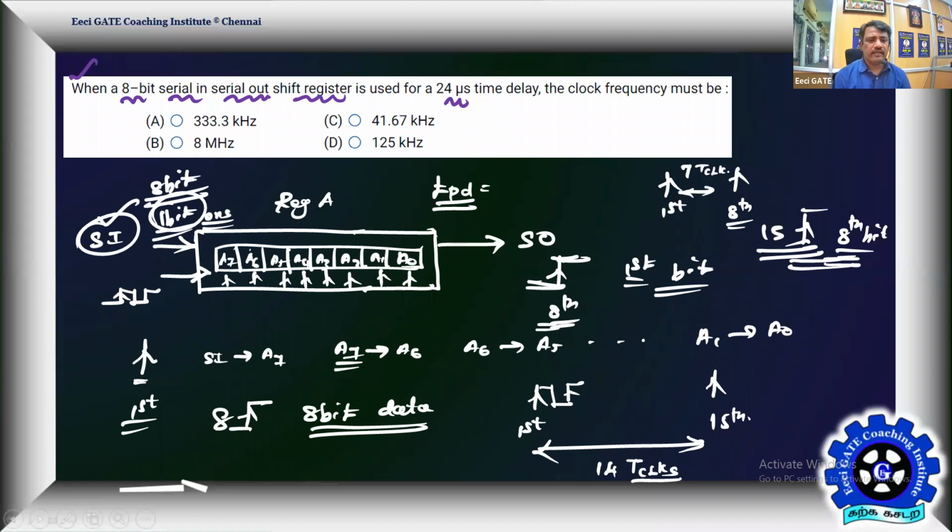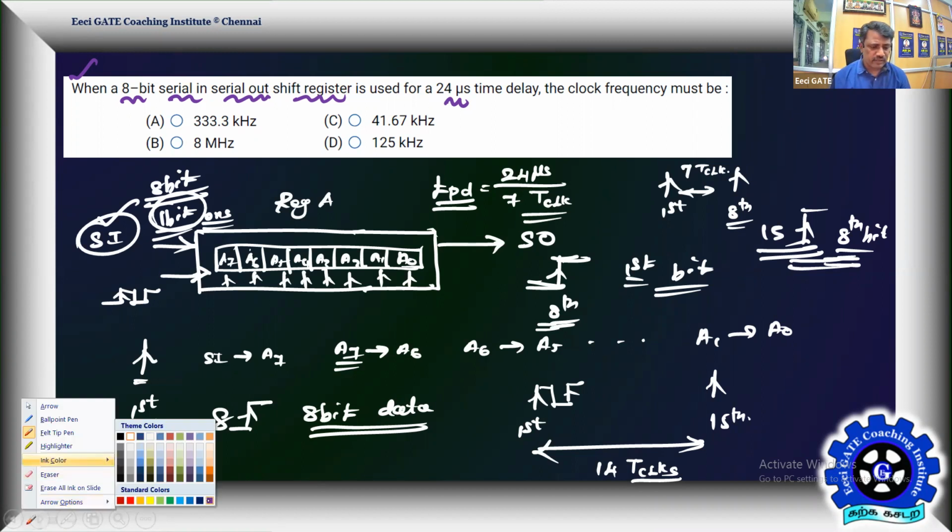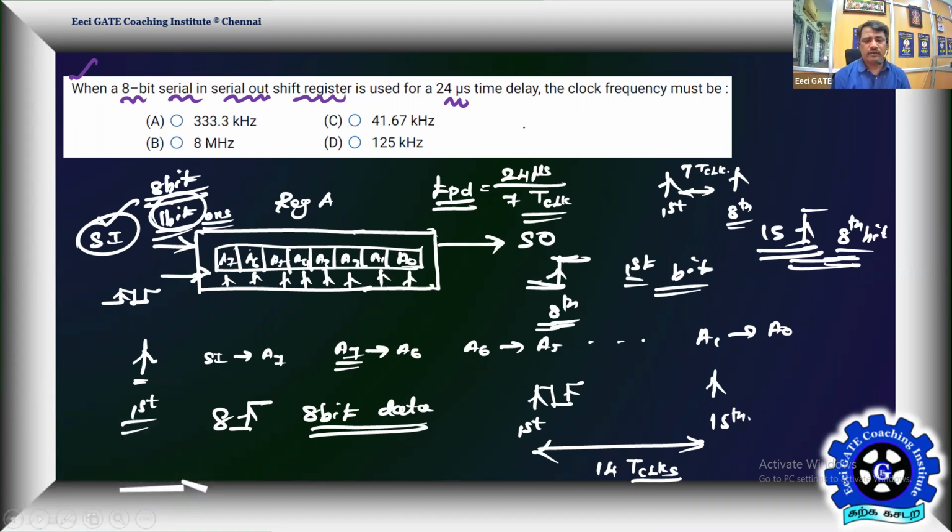What's the frequency? The delay must be 24 microseconds, which means it is 7 T clocks. If it were 8, it would be a round number. Let me check both, either 24 by 8 or 24 by 7. What should the clock frequency be? The propagation delay happens within 7 T clocks. So 7 T clock should be equal to 24 microseconds, which means T clock must be 24 by 7 microseconds.